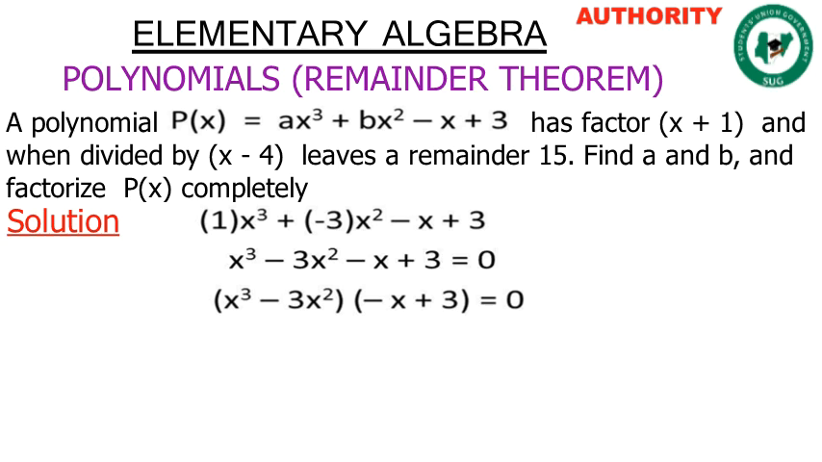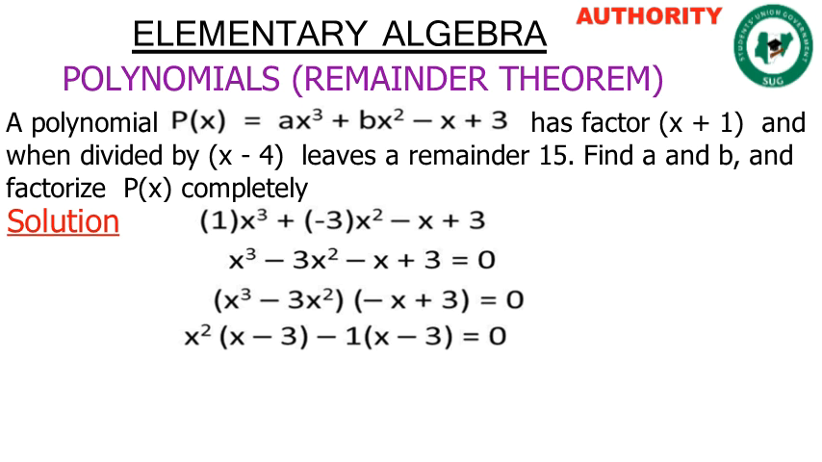Now let's factor out. In x cubed minus 3x squared, what do they have in common? When you look closely, you discover that x squared is common. So let's factor out x squared. When you factor out x squared in x cubed, you'll be left with x. Factor out x squared in 3x squared, you'll be left with 3. So that x squared times x gives you x cubed, and x squared times minus 3 gives you minus 3x squared.